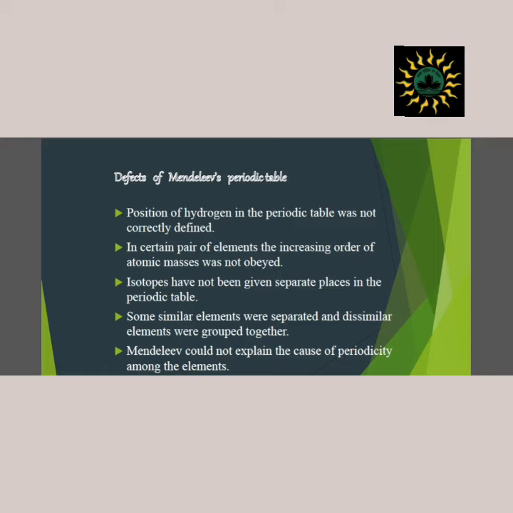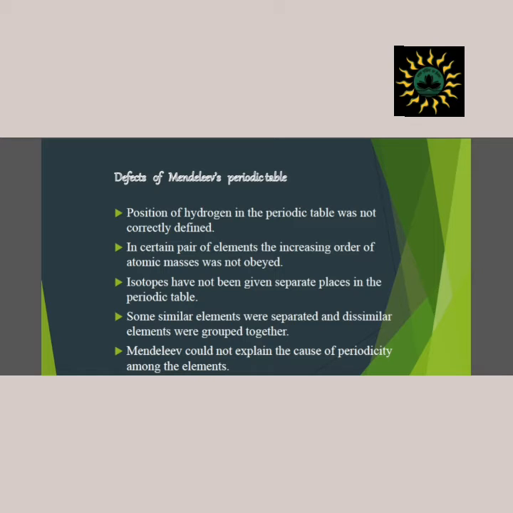Now let's talk about the defects of Mendeleev's periodic table. Firstly, the position of hydrogen in this periodic table was not correctly defined. Hydrogen can be placed in group 1A along with the alkali metals, but it also resembles the halogens, group 7A, in many properties. Hydrogen can show both +1 valency and -1 valency, like alkali metals and halogens. So the position of hydrogen in Mendeleev's periodic table was controversial.